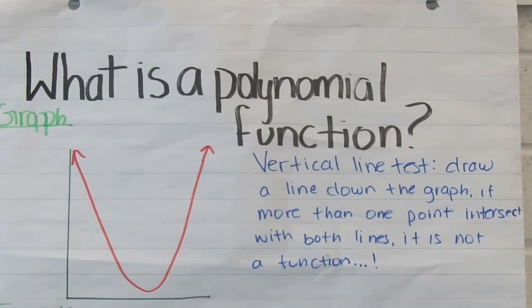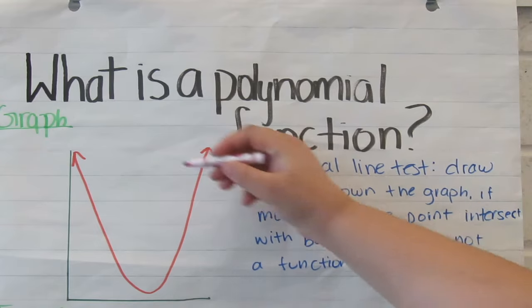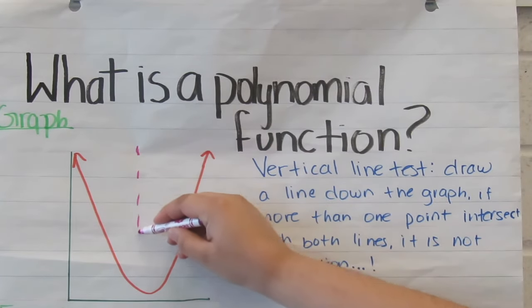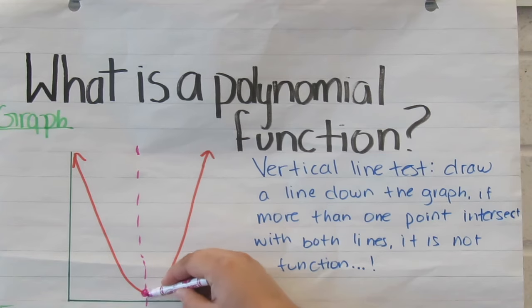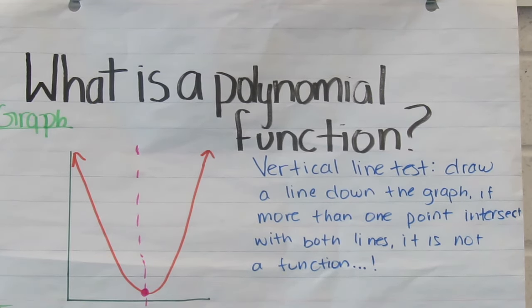If more than one point on the graph intersects with the point on the vertical line, it is not a function. So on this graph over here, if we were to draw a line down any point, only one point intersects. So this graph would be a function. Another thing you can pull from a graph is whether the x is continuous or not. Since a polynomial function has no restrictions on the x, x can basically be any value. So if x is continuous, we know that it is a polynomial function. If x is not continuous, we know that it is not.